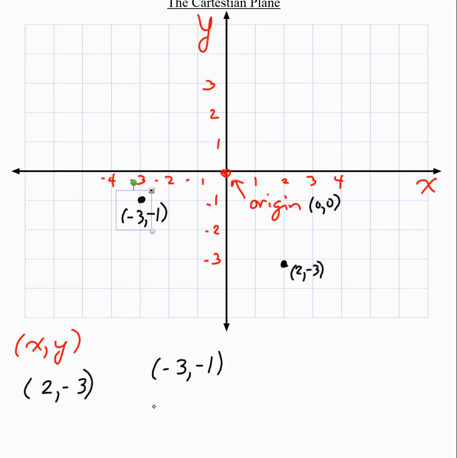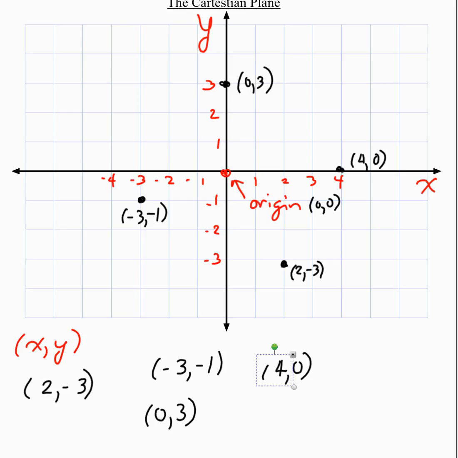If I had the point, let's say 0, 3, that means don't move left or right, and then only move up 3. So points like that are going to be right on the y-axis. Likewise, a point like this, 4, 0, I'm going to move right 4, but not up or down. So be careful with ones like those.